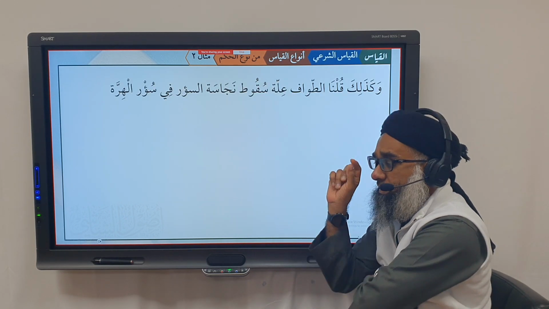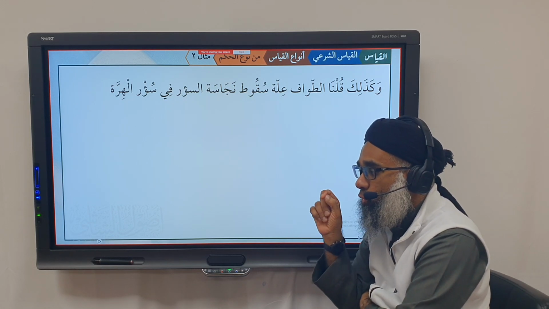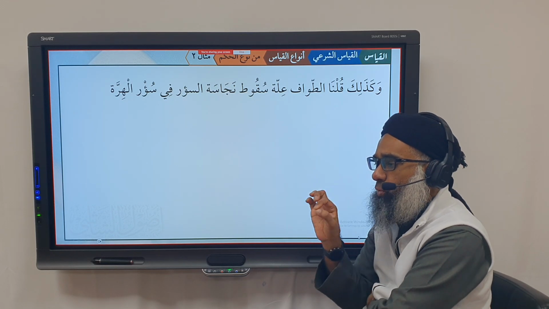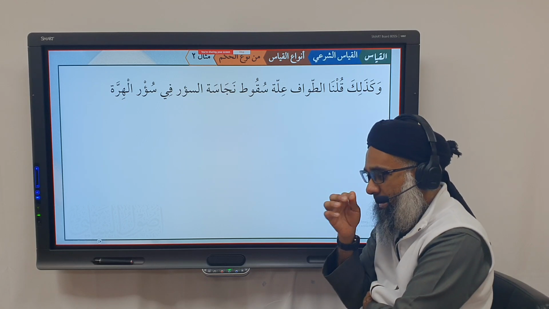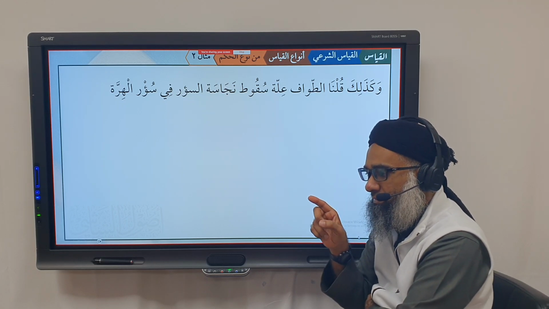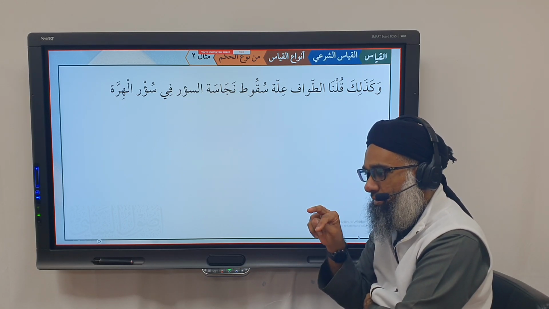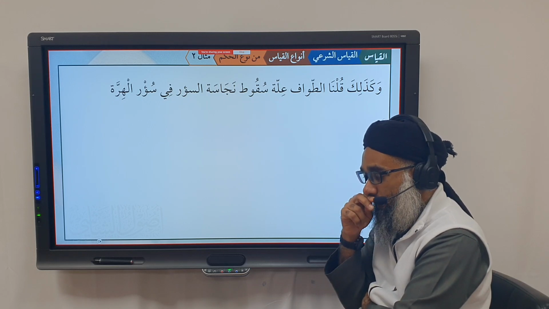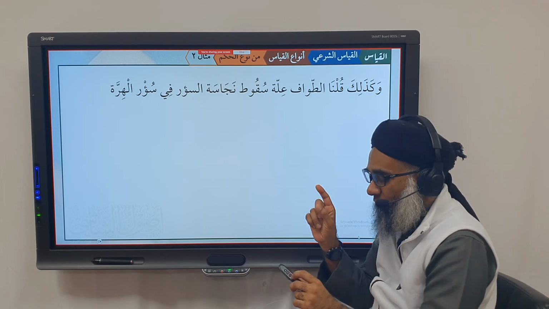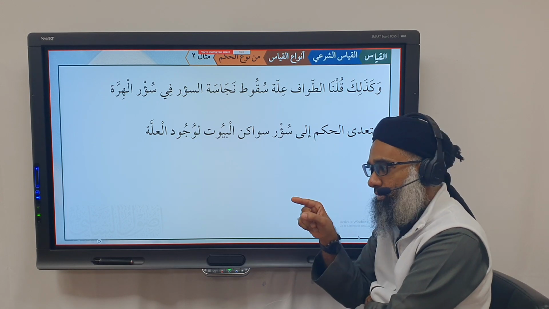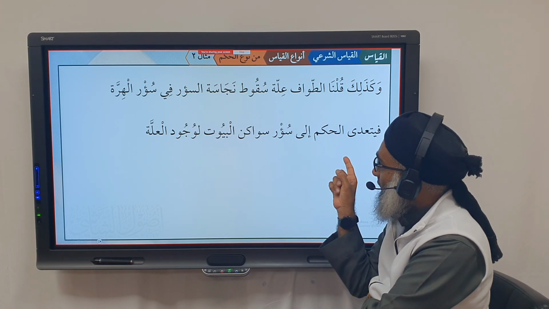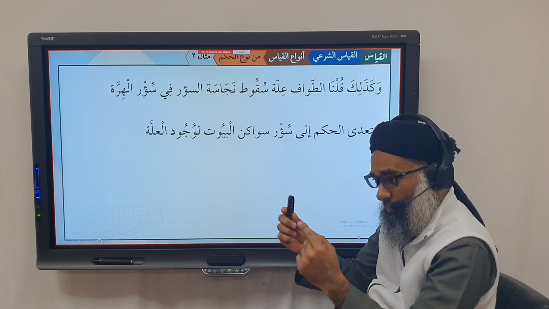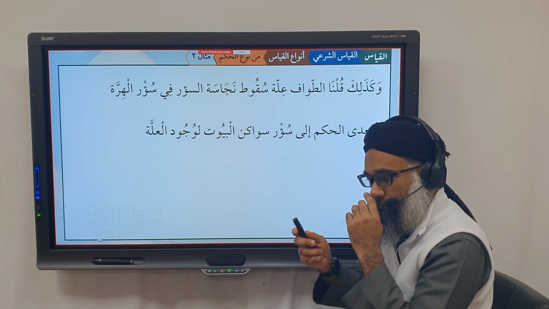So we're saying, الطواف إلة سقوط نجاسة السؤر في سؤر الحرة. So in سؤر الحرة, what happens? The illa is tawaf. And the note of this is same. What's the same note? سواكن البيوت. So يتأدى الحكم إلى سؤر سواكن البيوت because that's the same note, لوجود الإلة. You following?